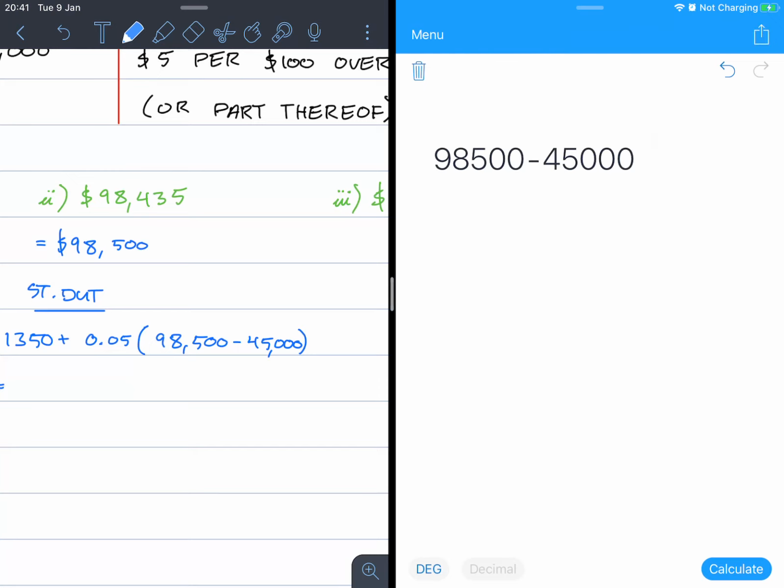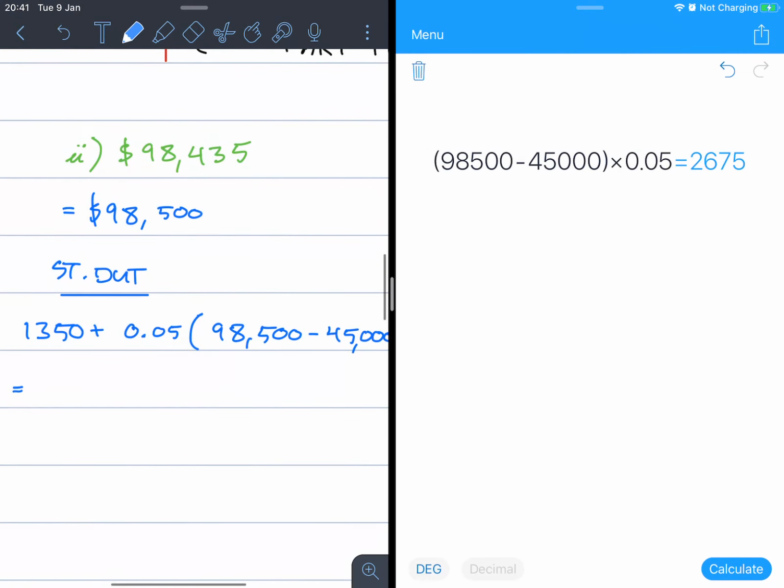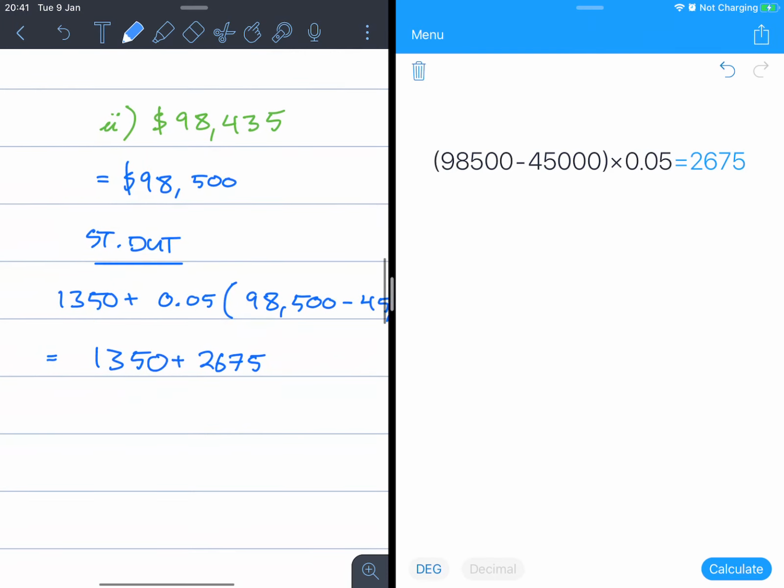Okay, so let's find 5% of this, so 0.05. So this will give us 1350 plus 2675. Adding this all up, this will give us $4,025 stamp duty.